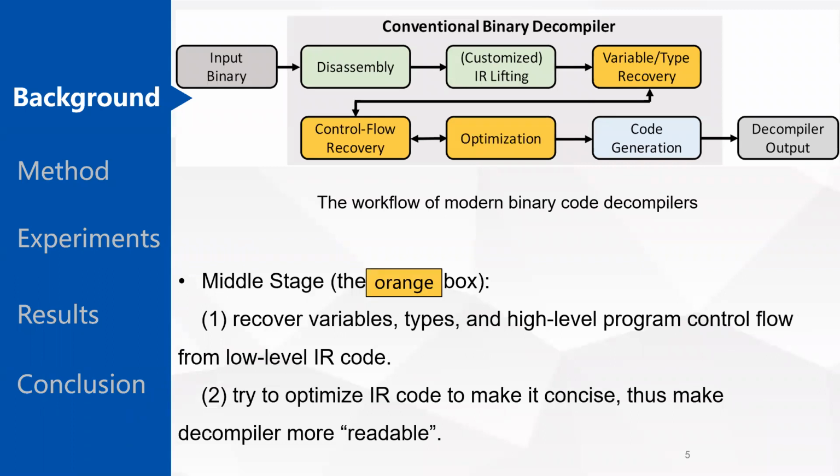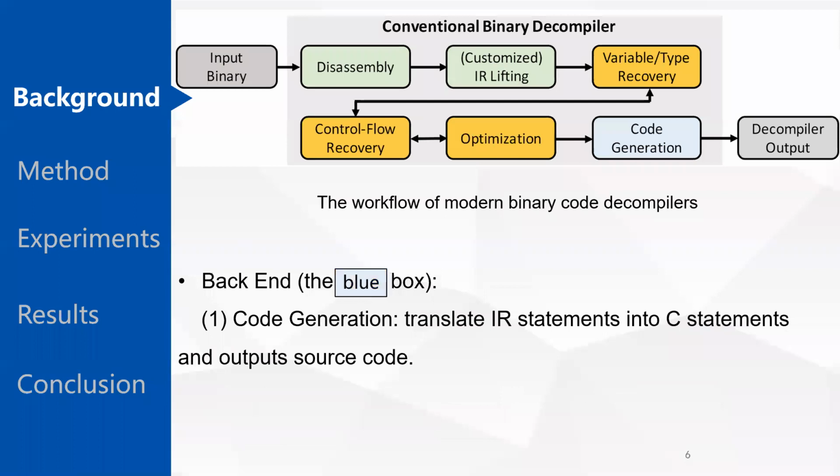In the middle stage, variables, types, and high-level program control flows are recovered from IR code. The IR code is also optimized at this stage. This stage is more complex, and it's considered to be the most challenging and important part in a decompiler. In the back end part, the IR statements are translated into C statements. Translations are mostly maintained by concretizing code generation templates.